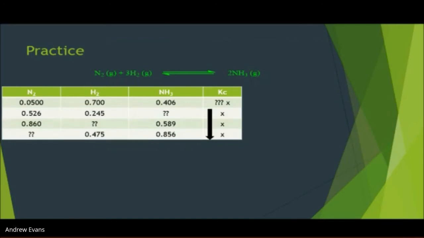I'm just writing this down so I don't have to keep on switching back once I get to the doc cam. 0.860. We get X, and we got 0.589. And then 0.475, 0.856. Okay. Copy down my little table. Go to the doc cam.